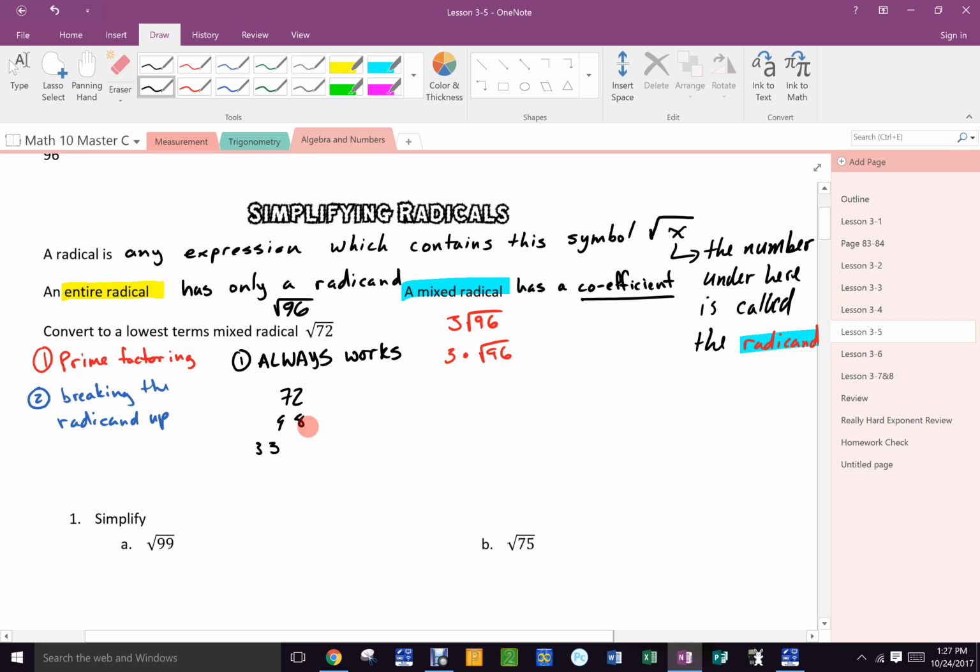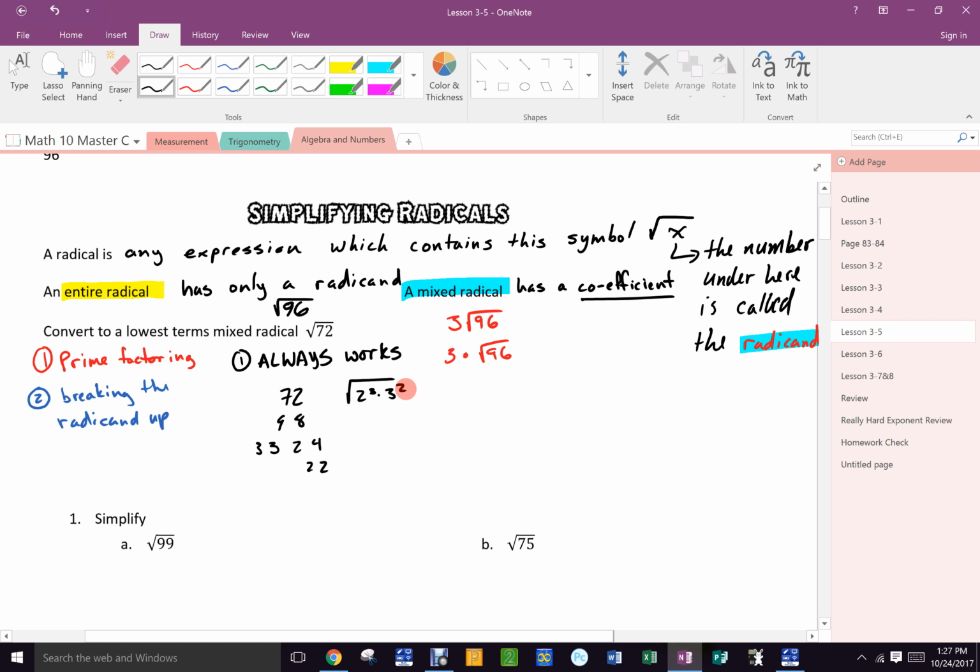3 and 3. What about this one? 2 and 4. Can I stop at the 4? No, I'm going to get 2 and 2. Now, do I have my prime factors? Excellent. So the square root of 72 is also the square root of 2 cubed times 3 squared. Yes?